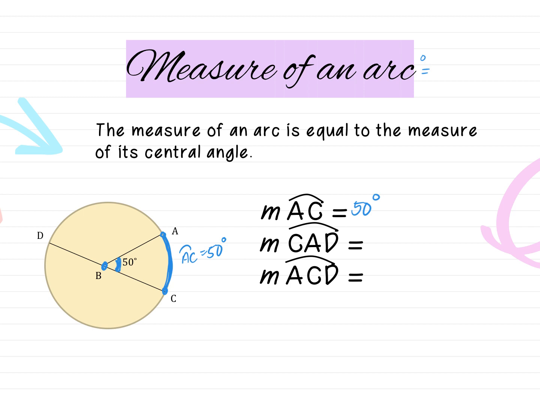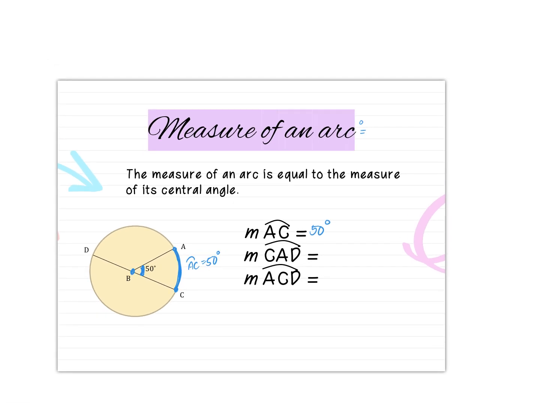Let's look at the next one here. The next example says, what is the measure of arc CAD? So again, from C through A all the way to D. And you recognize, oh, that's a half circle. So that's going to be 180 degrees because a half circle has a measure of 180 degrees.